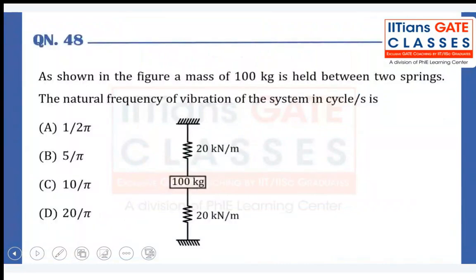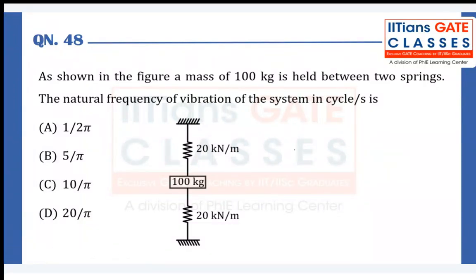Coming towards the next question, this is the last question from this paper. They have given us the spring mass system. The mass is 100 kgs and is held in between the two springs. The natural frequency of the vibration is asked. We can clearly see that both the springs are in parallel, because whatever is the tension in one spring will be the same as the compression in the other spring because of the movement of mass m. So the deformation will be the same, hence they are connected in parallel.